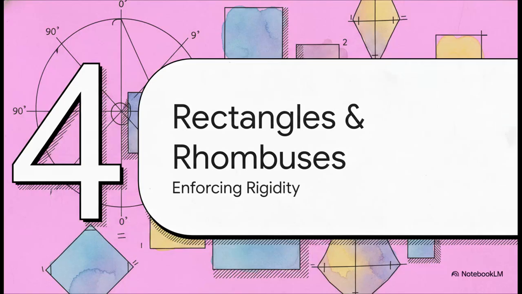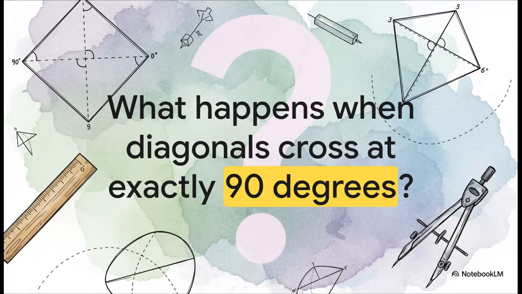Which brings us to Section 4, perfect rectangles and rhombuses. Adding these strict rules forces us to step back and ask a really critical question about symmetry in our tools. What exactly happens to our construction steps when the diagonals cross at exactly 90 degrees? How does that alter our whole blueprint?